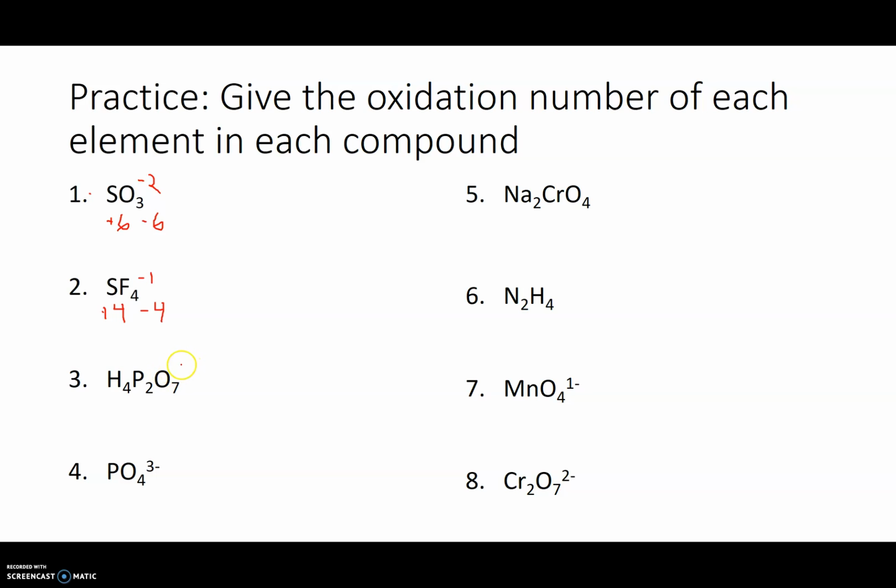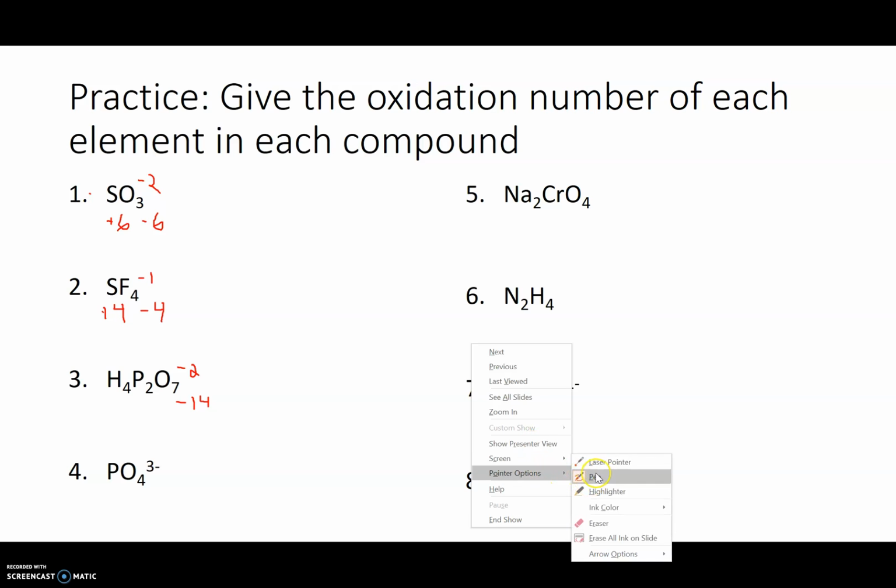Okay, so now this one's a little bit more difficult. Let's do the ones that we know. We know that oxygen has to be -2. So then the total charge here is -14, because 7 times 2 is 14. And I said that and I lost my little pen again, so I'm going to have to do this.